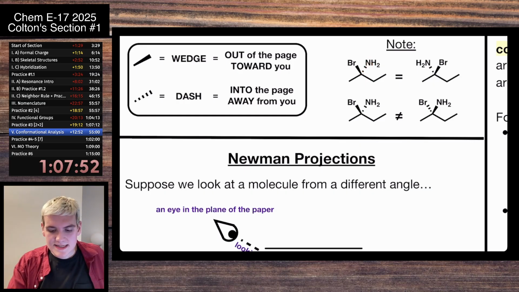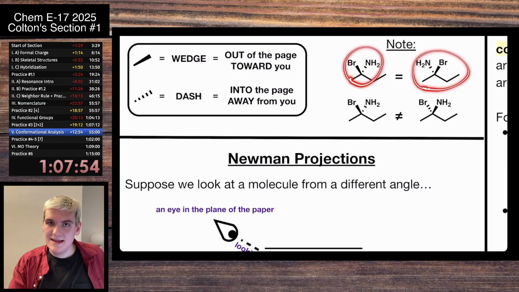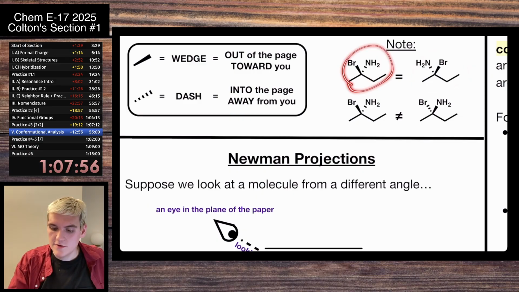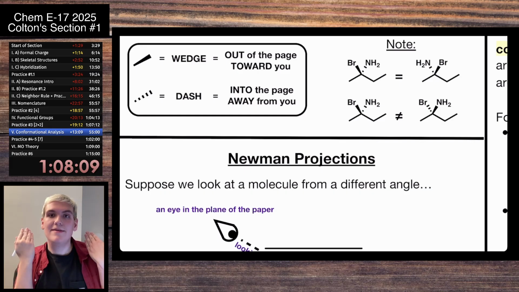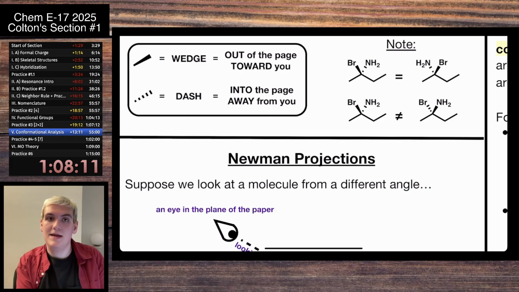But we could just as easily write it like this. These appear on first glance to be different because in one of them the bromine's on the left side, and in the other the bromine's on the right side. But remember, wedge and dash don't mean left or right. No matter how we write it, the bromine is coming out of the page at you and the nitrogen's going away from you into the page. So both of those are fine.